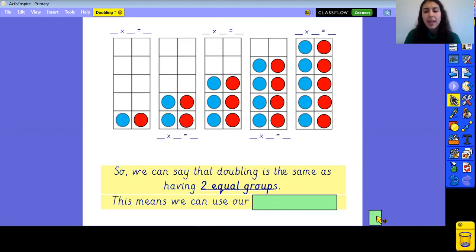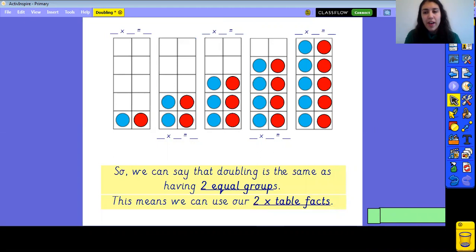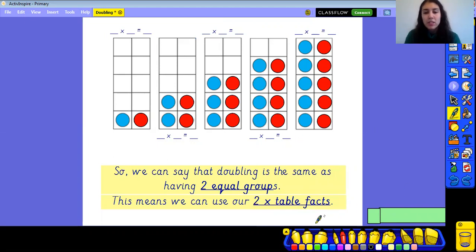So what that means then, if we've got 2 equal groups, what can we use to help us work this out? 2 equal groups means that we can use our 2 times table facts. Super duper. So over here, what I would say is that I've got 1 2 times, because I've got 1 and I've got it 2 times.